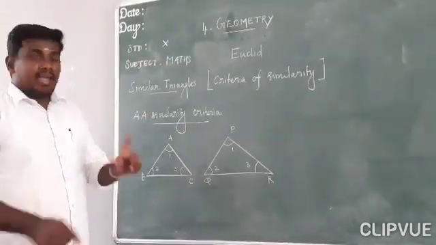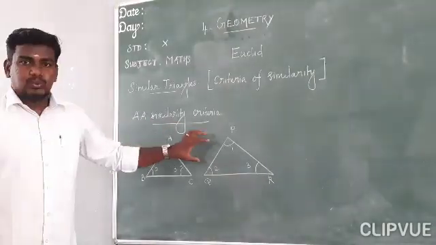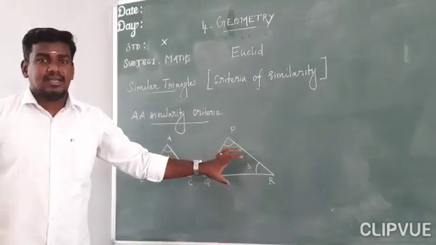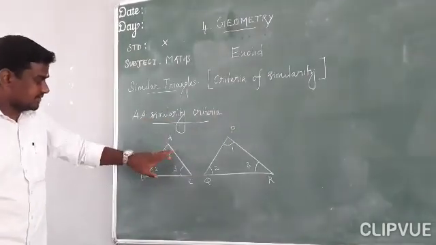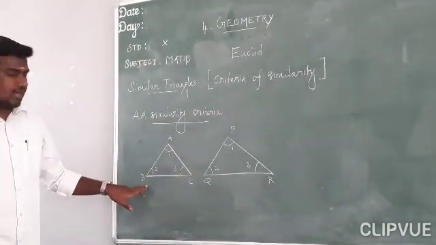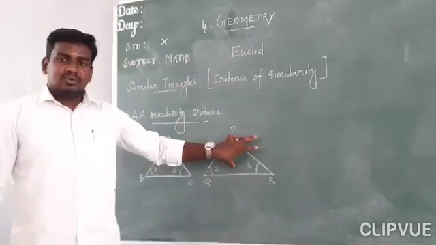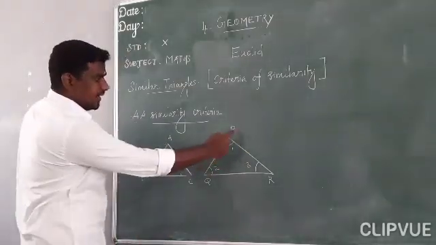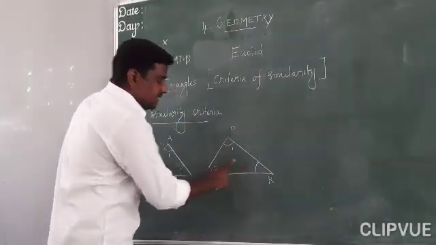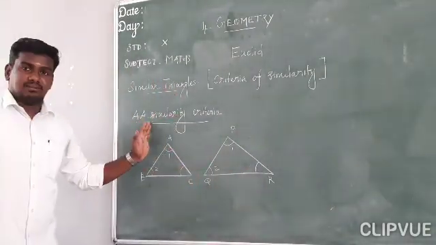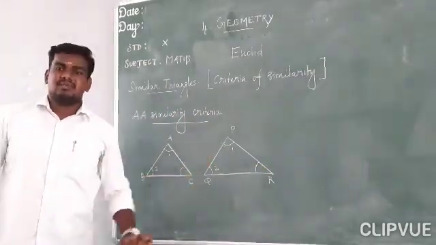If two angles of one triangle are respectively equal to the two angles of another triangle. In the first triangle ABC, I have taken the first two angles A and B. Angle A is 1, angle B is 2, respectively equal to the two angles of another triangle. Here angle P equals 1, angle Q equals 2. Then the two triangles are similar. The third angle must be equal.